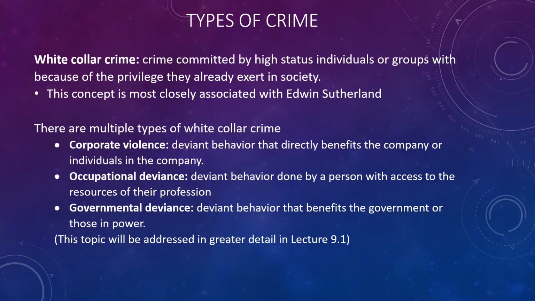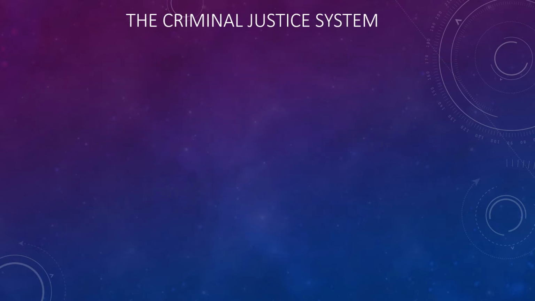Then we have governmental deviance, which is deviant behavior that benefits the government or those who are in power. Hypothetically, governmental deviance should be less common in democracies because those who are in power are accountable to the general public and are relatively easy to get rid of. In reality, though, we all know that governmental deviance does occur within democracies.